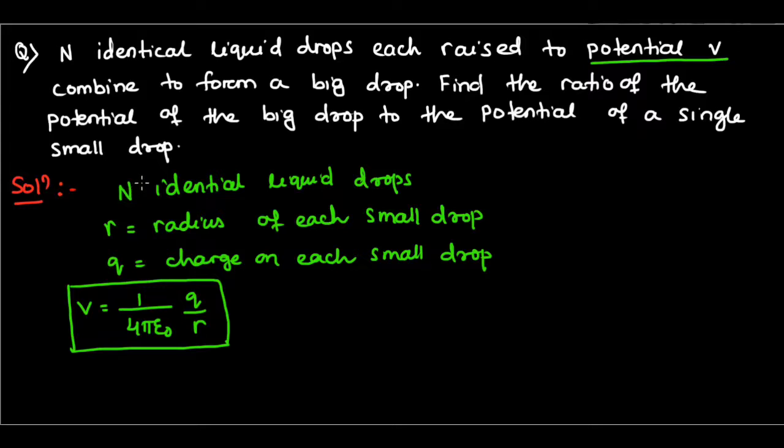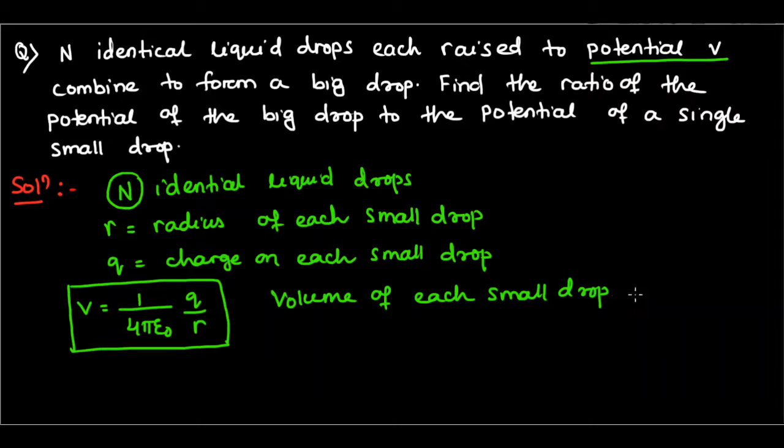Now these n number of drops combine to form a big drop, and we have to find the potential of the big drop. So what is the volume of each small drop? Volume of each small drop will be equal to 4 by 3 pi r cube. This is the formula for the volume of a sphere.